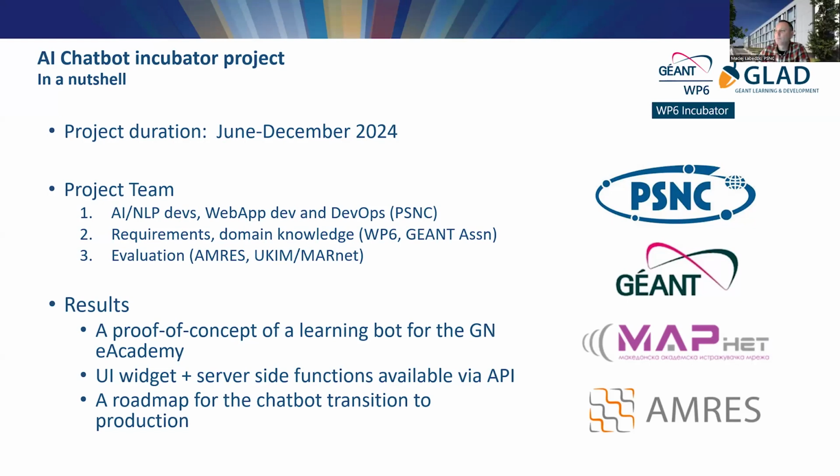The first group focuses on the software development and operation. So this group is composed of AI NLP developers, web app developers, and DevOps engineers. The second group primarily deals with requirement specification, and it provides the domain knowledge into our development. And the third group was responsible for the evaluation of the AI chatbot.